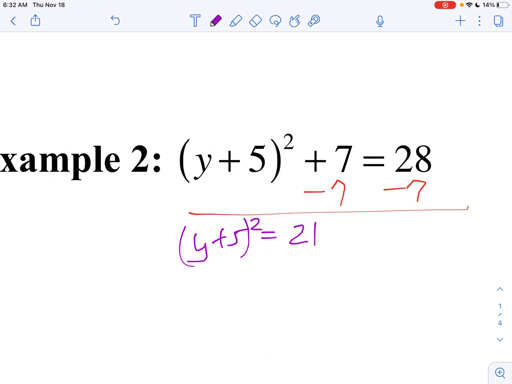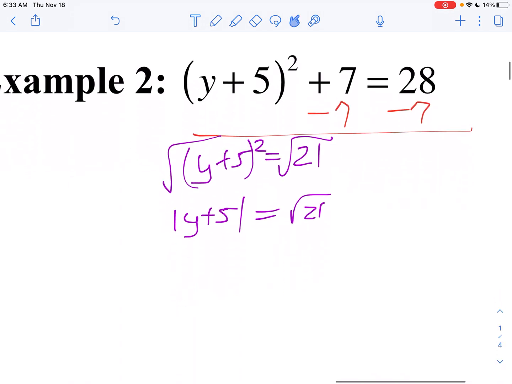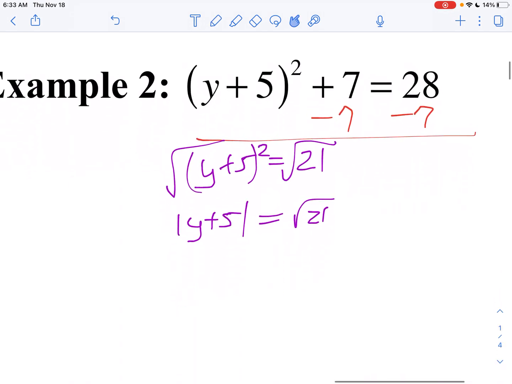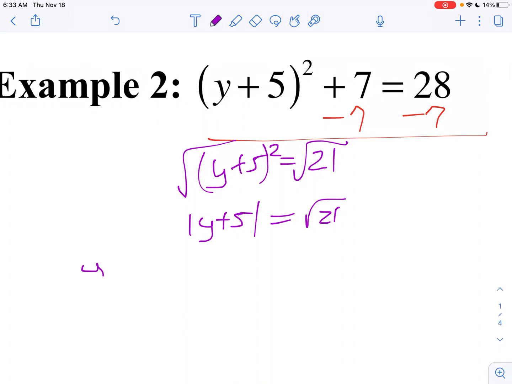Now, I will take the square root of both sides. So then I'm going to get the absolute value of y plus 5 equals the square root of 21. I'm going to leave it just as the square root of 21 for now. Then we make two cases. So y plus 5 equals the square root of 21, or y plus 5 equals negative square root of 21.